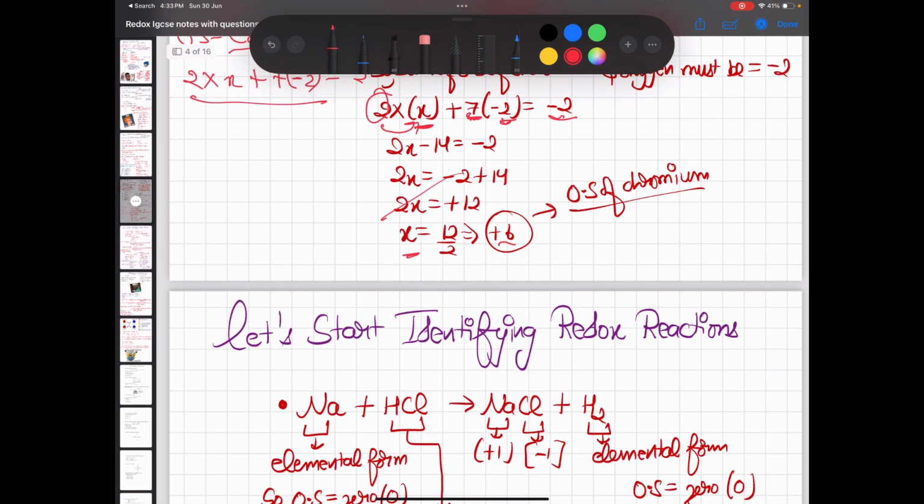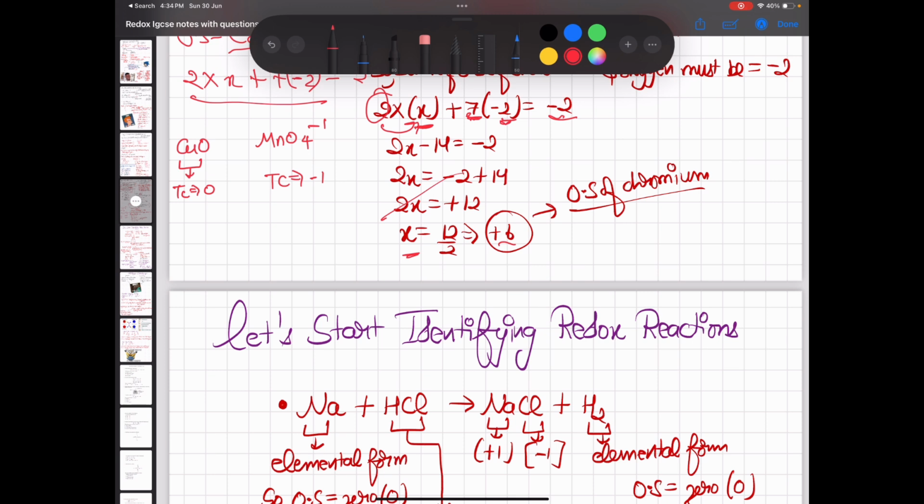Another example I'll give all of you. Understand this carefully. Copper oxide and this same example which we did. What is the difference between these two? Here the total charge is 0. Here the total charge is -1. But does it make the process different?